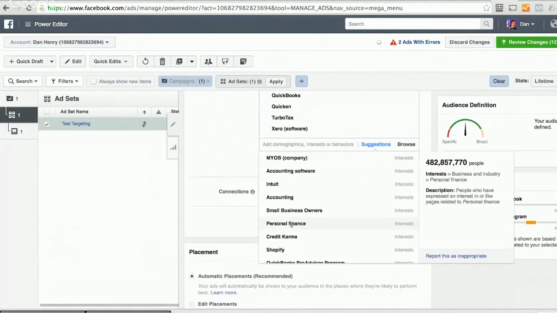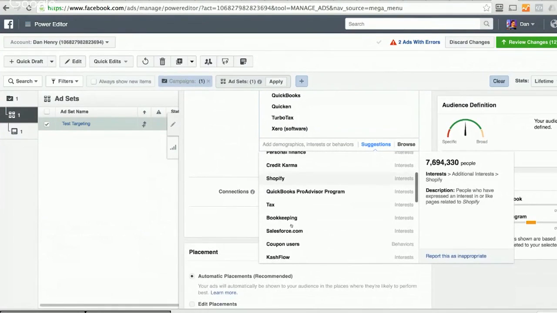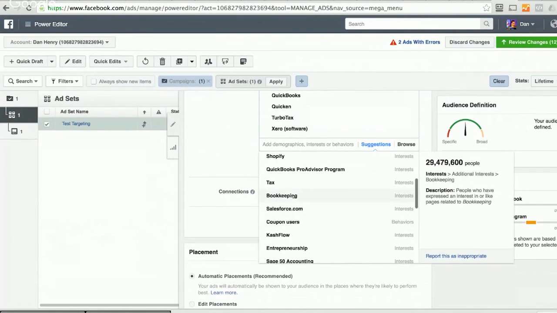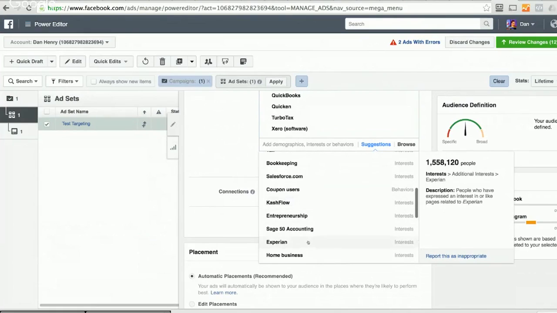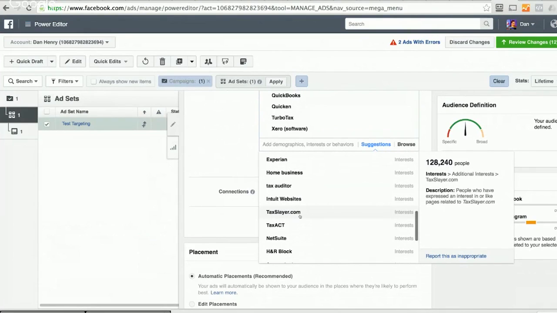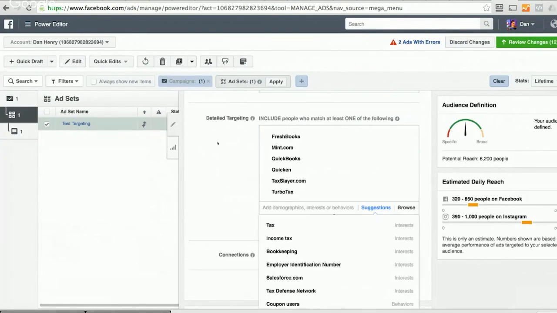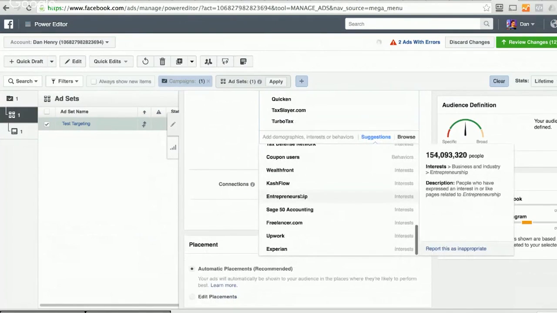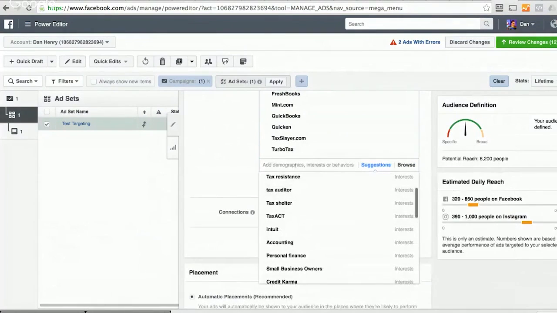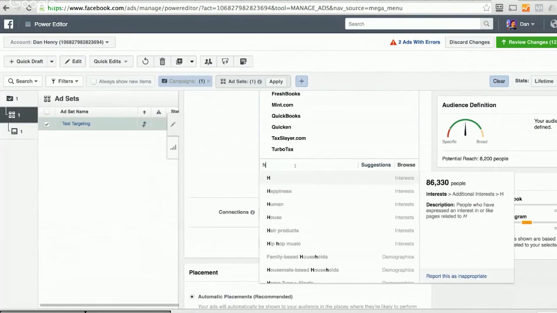So let me see what else is there. Bookkeeping.com. That's no. Salesforce.com. Oop, almost did it. Okay. TaxSlayer. H&R. Did I get H&R Block? No, I didn't. Where's H&R Block? Come here, H&R. Where are you? I saw you there. Oh, okay. Well, I'll just type it in. H and R.